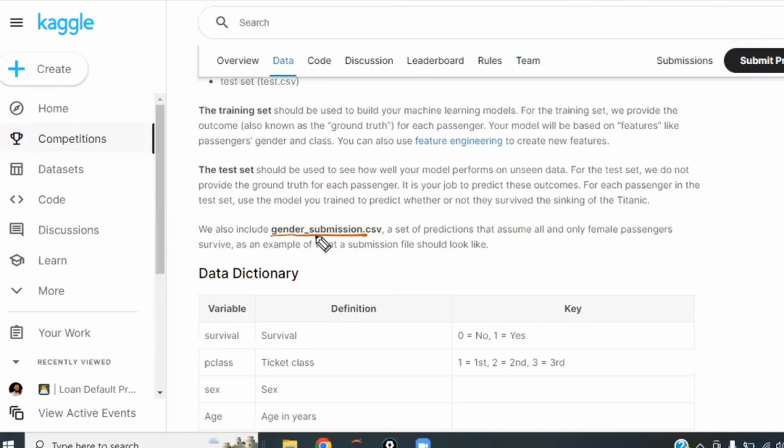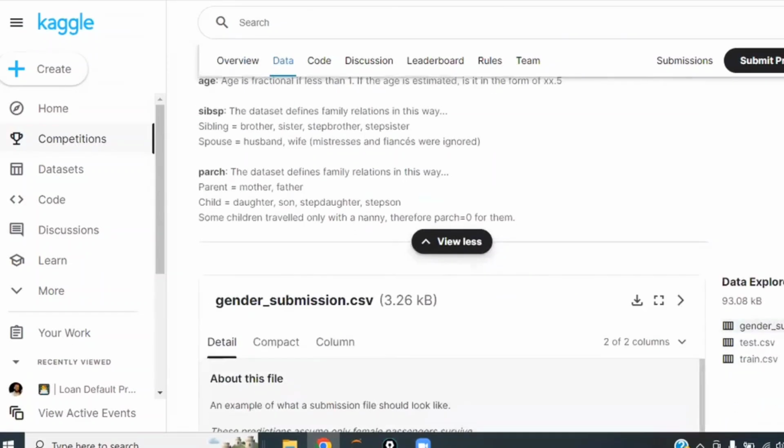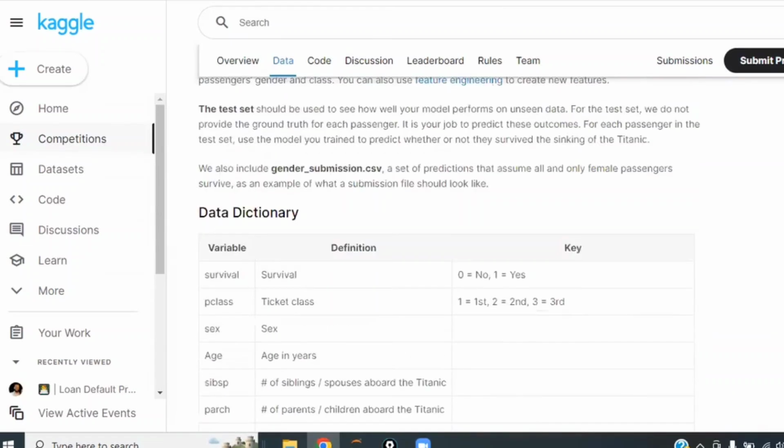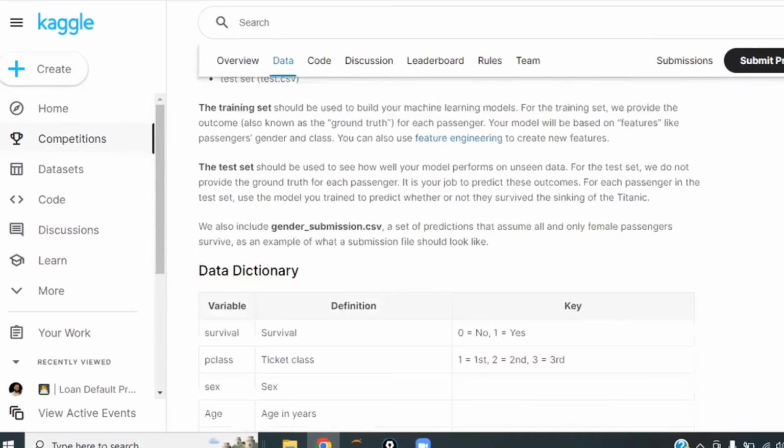We also included gender_submission.csv as a set of predictions, as an example of how you have to send the answers. This is a sample copy of your answers, how you have to send them. Now, this is the data set. In the data set, we have the training data set and testing data set, train.csv and test.csv.